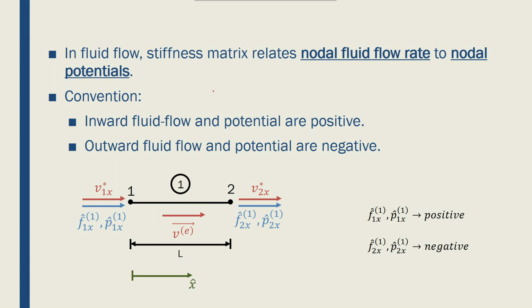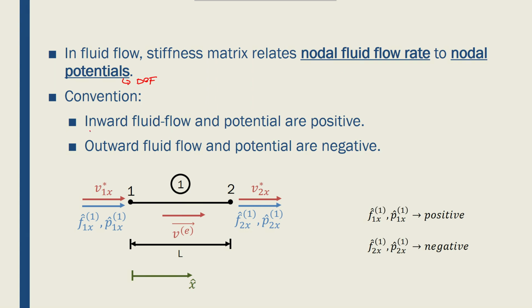In fluid flow, stiffness matrices relate the nodal fluid flow rate to nodal potentials. So the nodal fluid flow rates are equivalent to nodal forces in structural mechanics, and nodal potentials are equivalent to nodal displacements. So these potentials are essentially the degrees of freedom in here, and nodal fluid flow rates are basically the loads or forces. And while we do the discretizations and when we draw the free body diagrams, there are 2 conventions that we take into account.